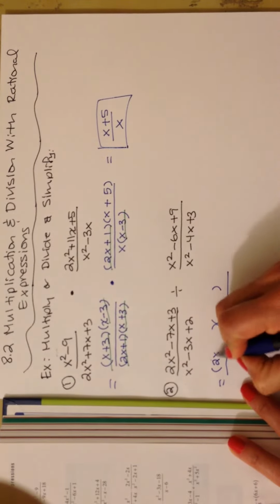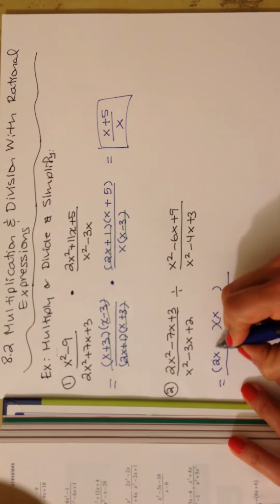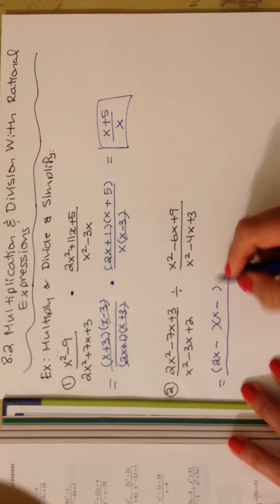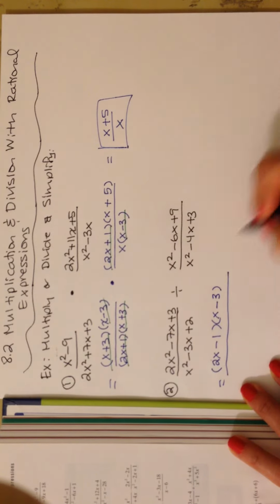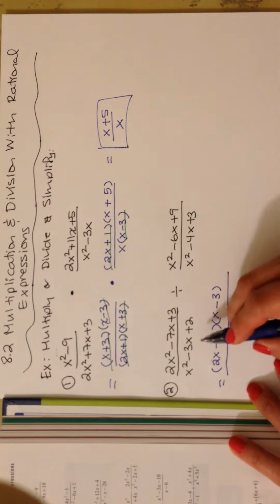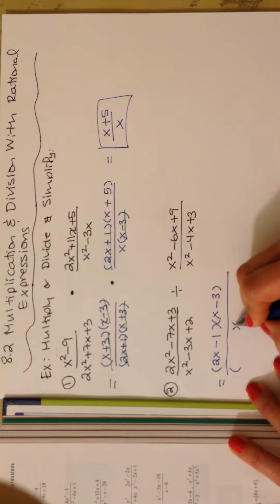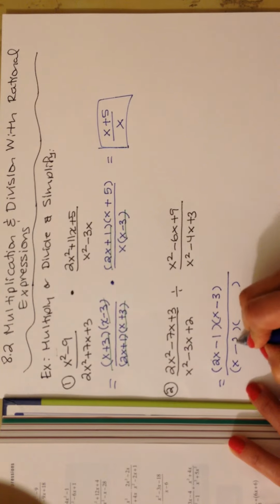We have 2x, x, signs are negative, and we have 1 and 3. Again, when you factor, check your work before you continue. Factor the denominator: x minus 2, x minus 1.